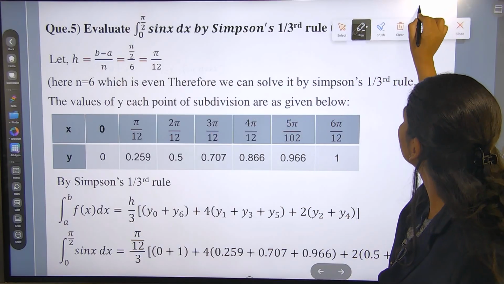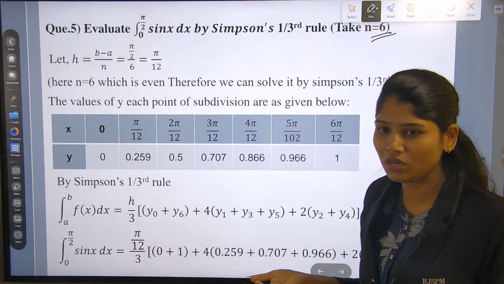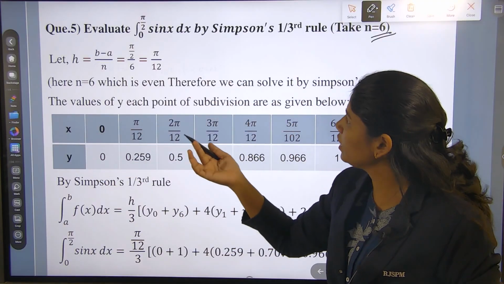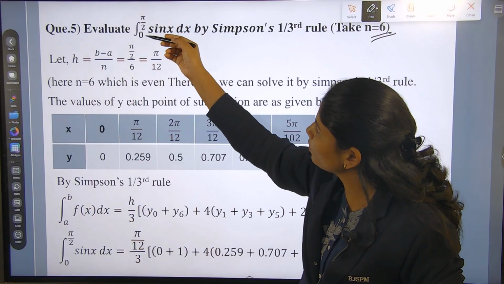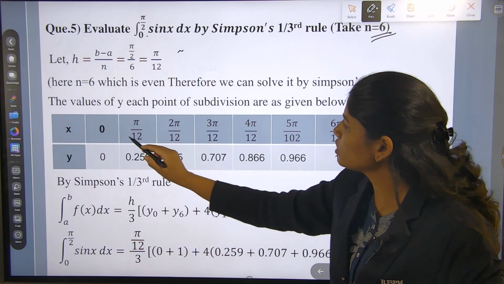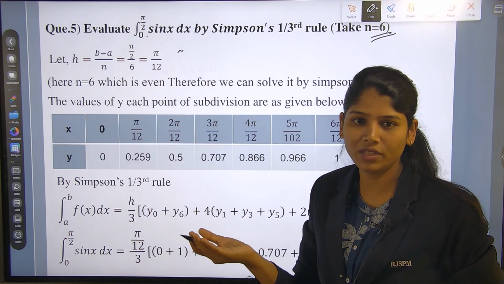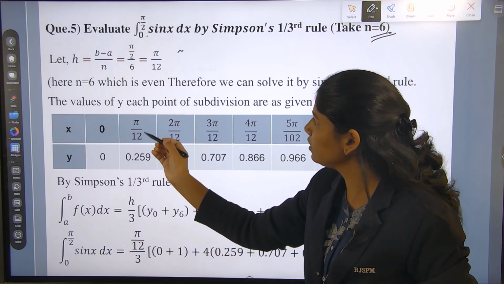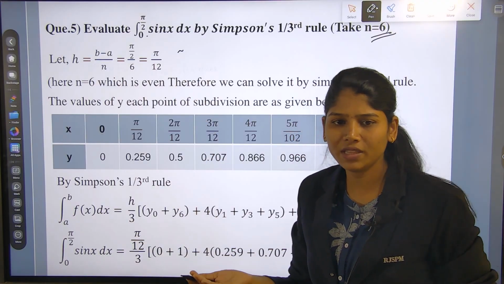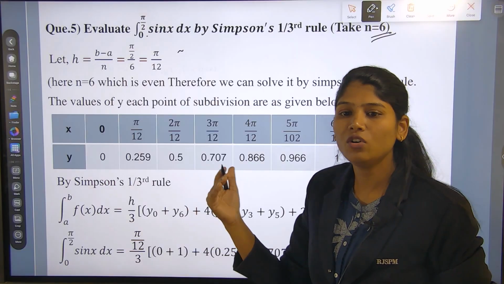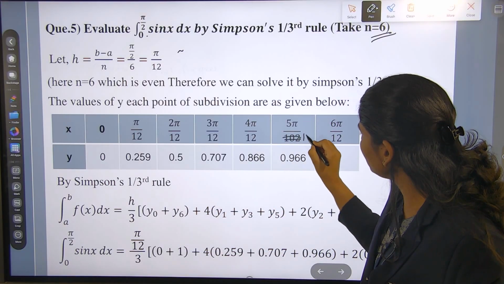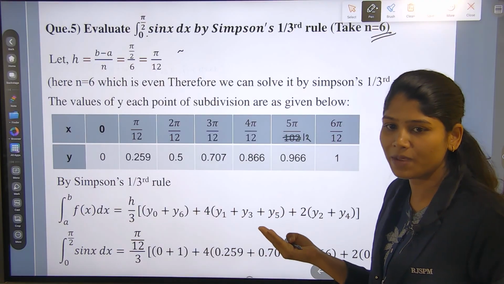n is 6. So we can use Simpson's 1/3 rule because it is even. For each value of x find out y. For x, 0 में आपको π/12 ऐड करके जाना है जब तक आपका π/2 नहीं आता है. ओके, सो फर्स्ट वैल्यू इज 0, सेकेंड वैल्यू ऐड π/12 इन दैट. सो 0 प्लस π/12 is π/12. Again add π/12 in that. So 2π/12, 3π/12, 4π/12, 5π/12. Sorry, here 10 is written, but it is 12. Then 6π/12.